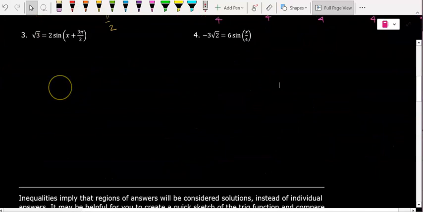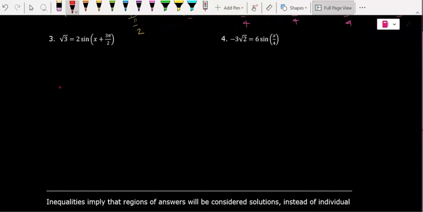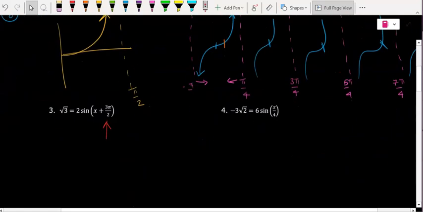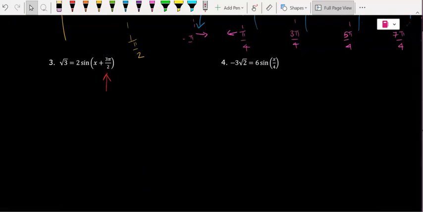All right, so let's go ahead and look at this one. So for this one right here, what I have is square root of 3 equals 2 sine of x plus 3 pi over 2. I don't have a phase shift in this one, yay. However, I shouldn't say I don't have a phase shift. I have a period change. I think I said phase shift earlier for something. Sorry. B is a period change, not a phase shift. I think I said that earlier.